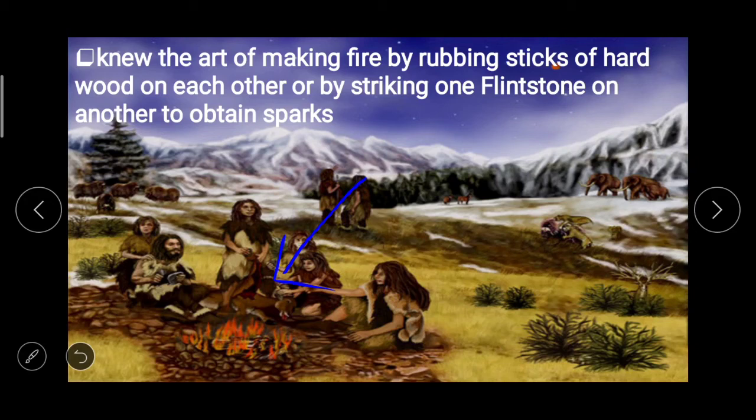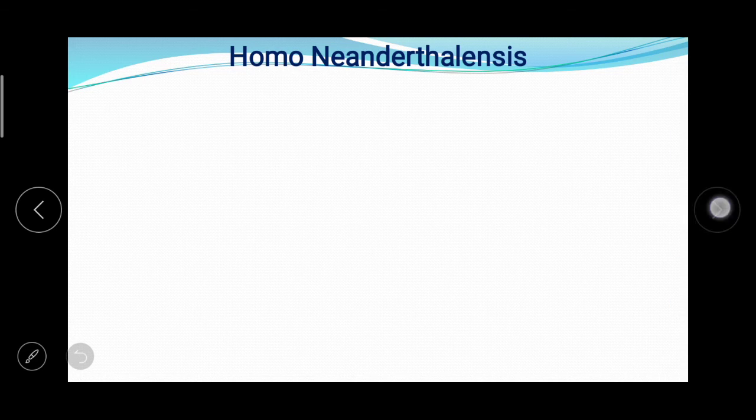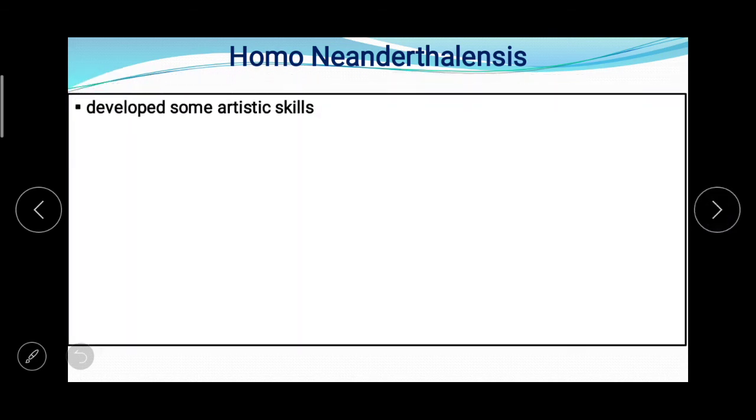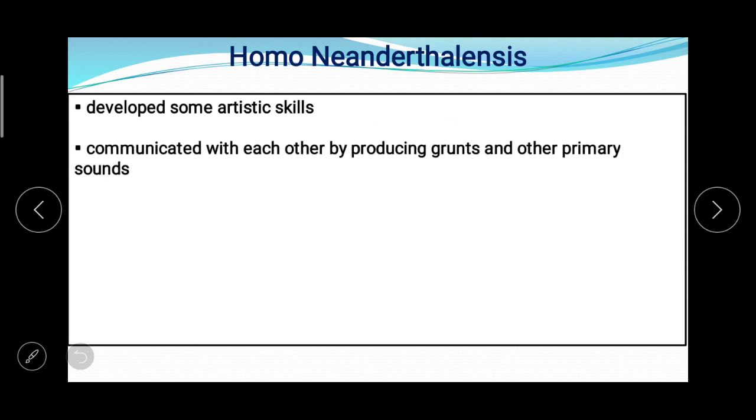They knew the art of making fire by rubbing sticks of hard wood on each other or by striking one flintstone on another to obtain sparks. About Homo Neanderthal, he developed some artistic skills. Some scientists believe that they also communicated with each other by producing grunts and other primary sounds.